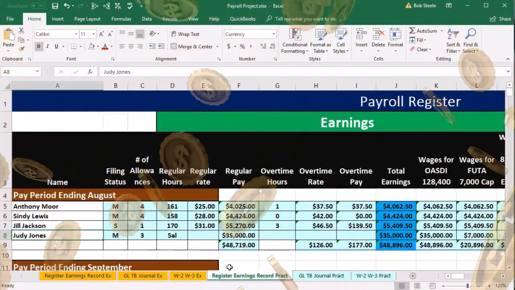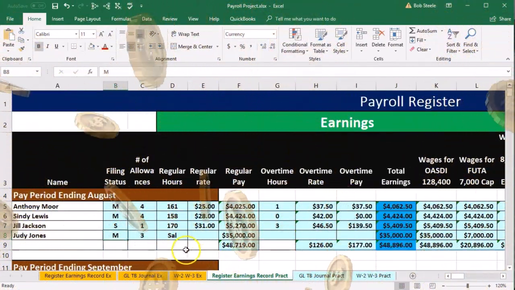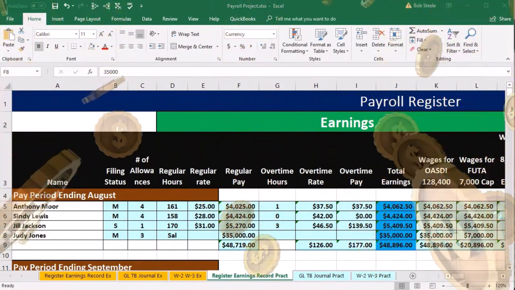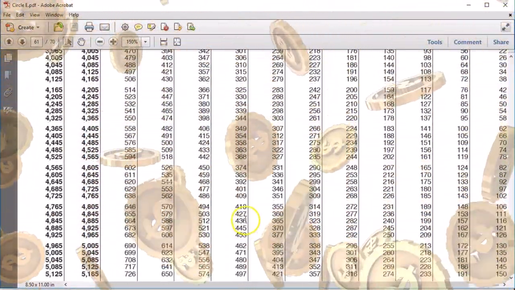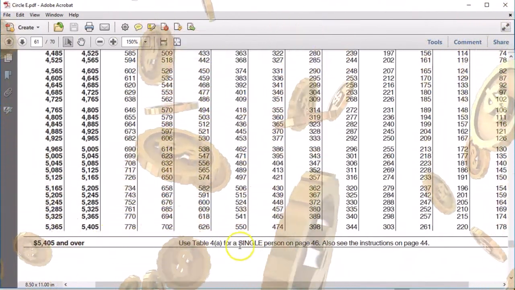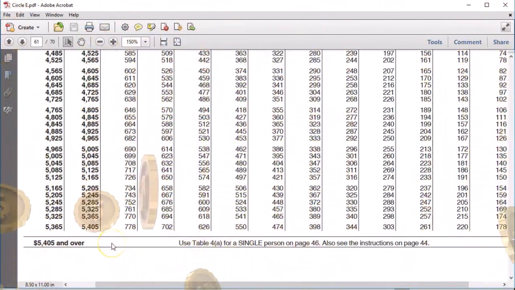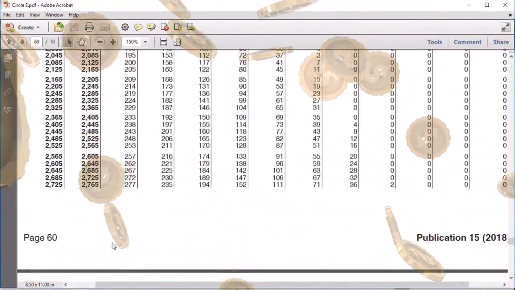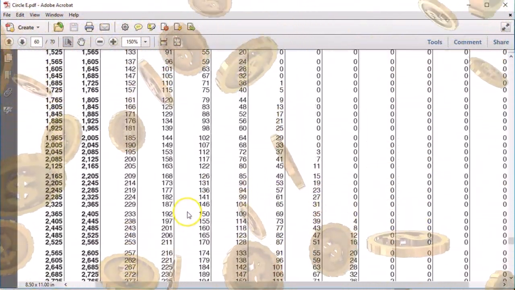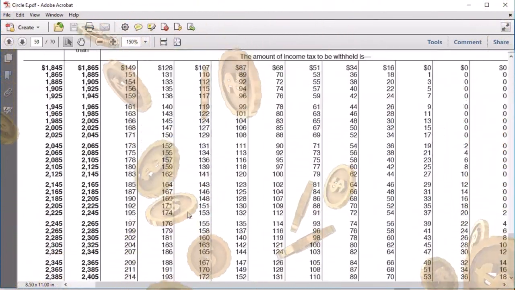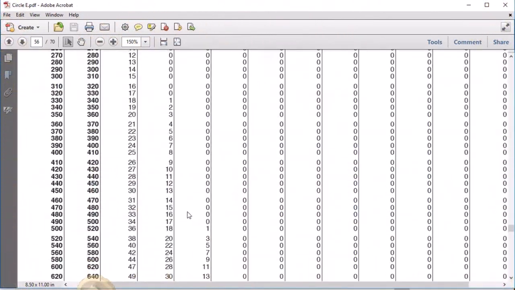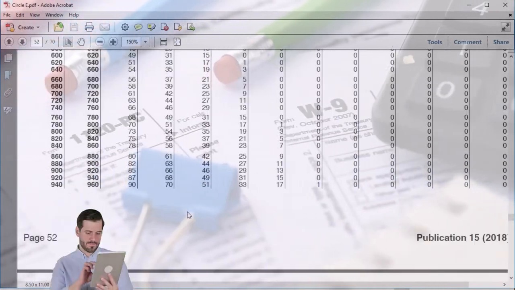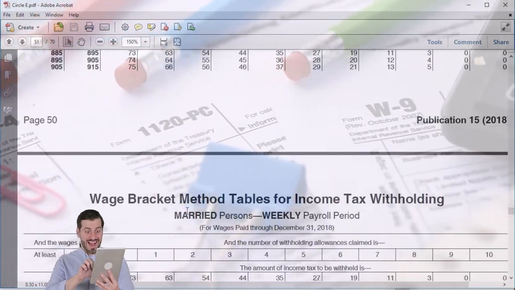Now we're going to use the other tables to do this because this is going to be complicated because it's too high for the tables. We can't just use the married tables because, as we saw last time, we should have gone to the percentages because our earnings are too high. So we need to go up to the percentage method. So I'm going to scroll all the way up. Probably should use the page up button until we get to the percentage method. I'm going to go through all of these to get back up to the percentage method.